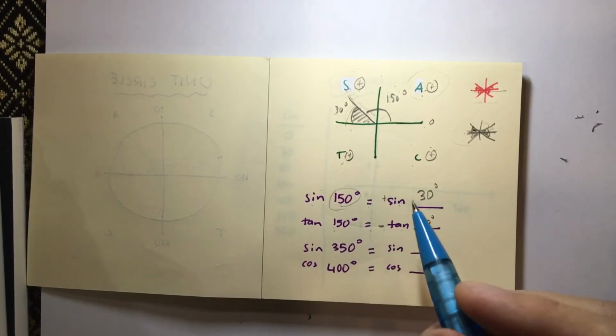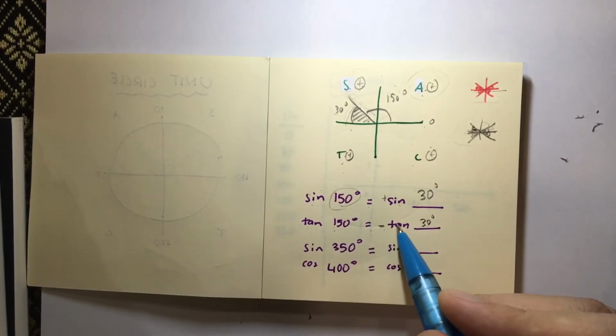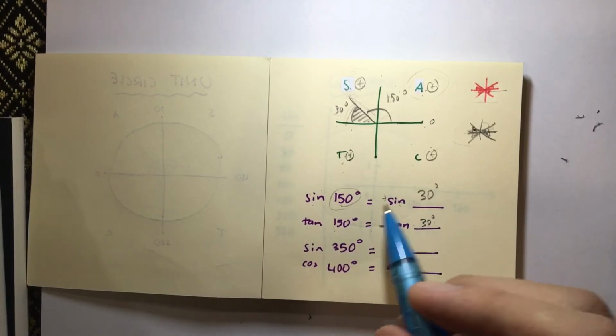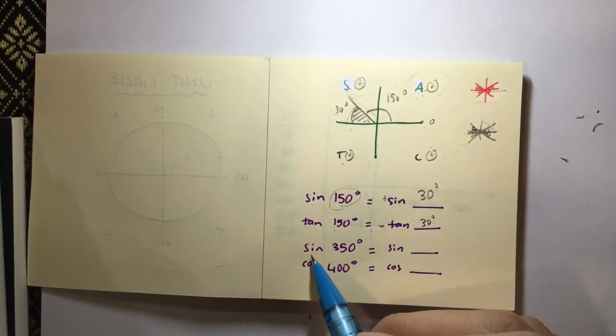Got it? In your calculator, always put the negative before the tan 30. Don't put tan negative 30. Actually, I'm not sure whether that'll work or not. I'll check later. Anyway, let's try again.